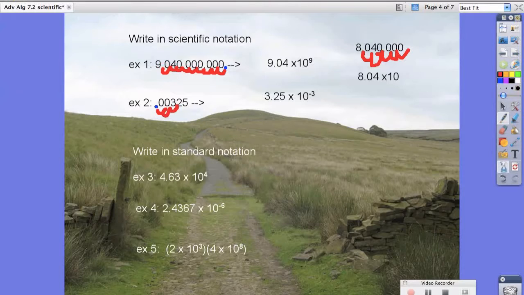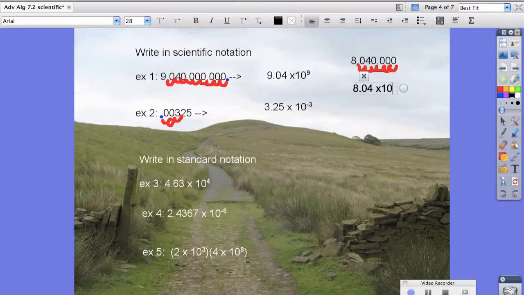So let's try that one more time because I made that look a little funky. So 1, 2, 3, 4, 5, 6. So I moved it 6 places to the right. So that's positive 6 because it's to the right.